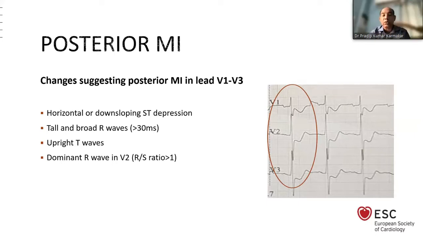If there is V1 ST elevation or V2 ST depression, there may be possibility of RVI if it is associated with inferior myocardial infarction. As isolated RVI is less common, if we find these findings, that is V1 ST elevation or V2 ST depression, we must do a right-sided ECG to see any ST elevation in V4 leads, V4 right-sided.